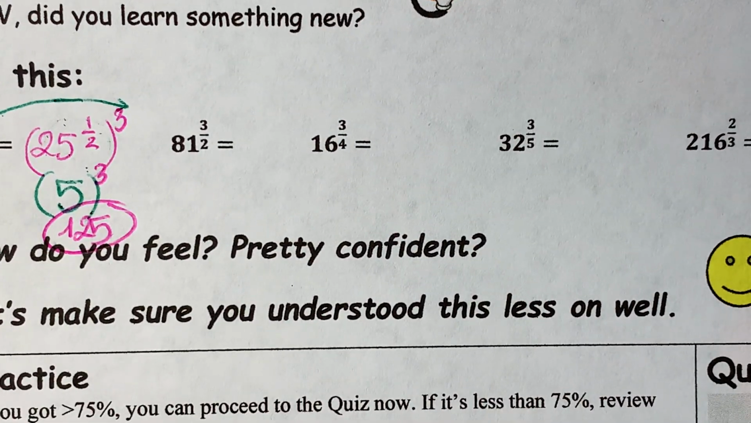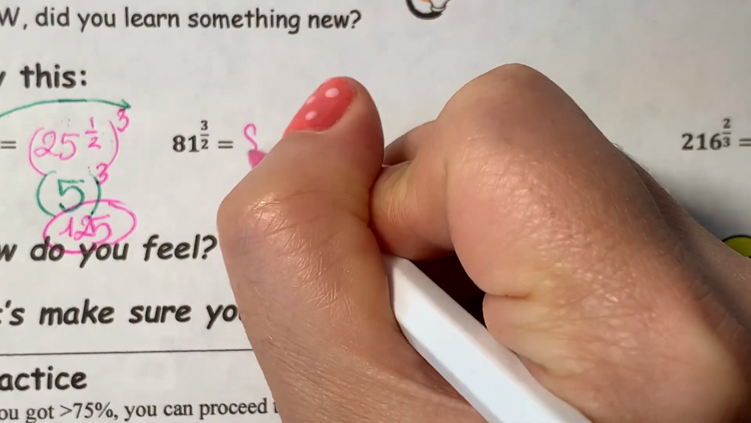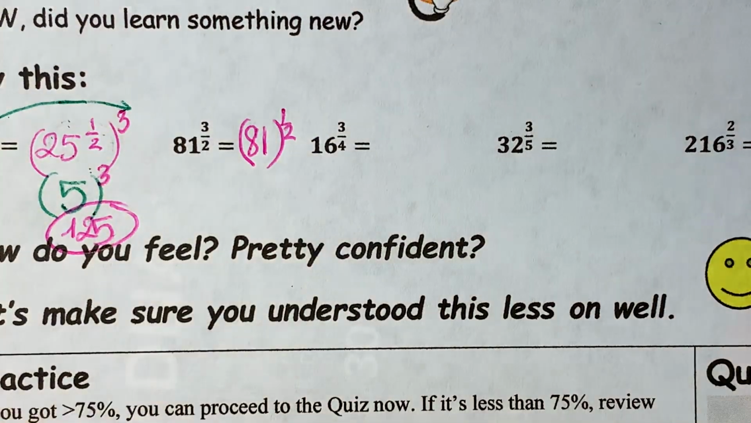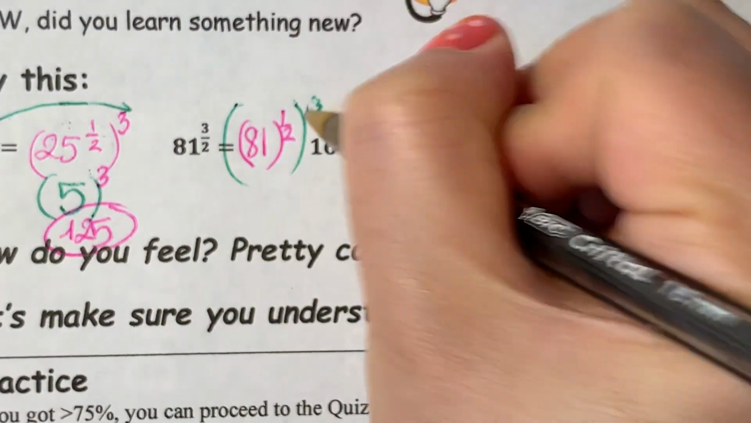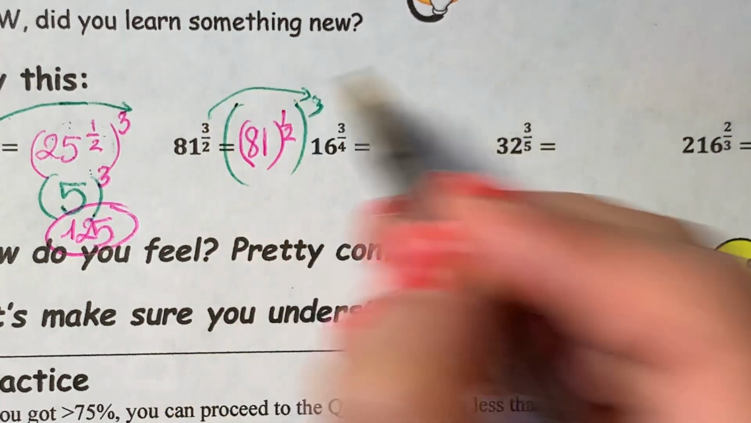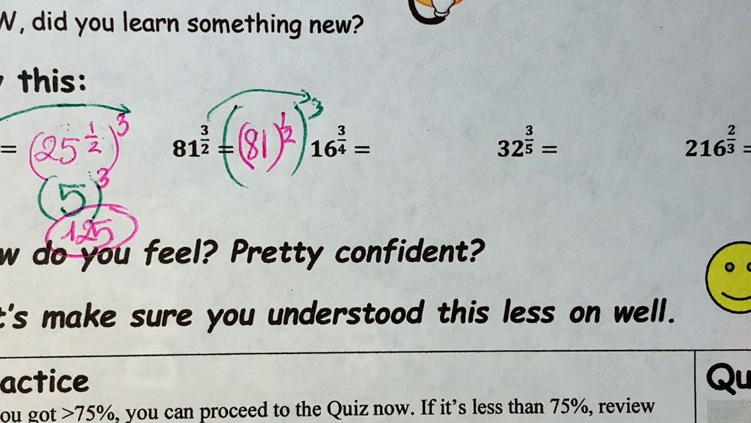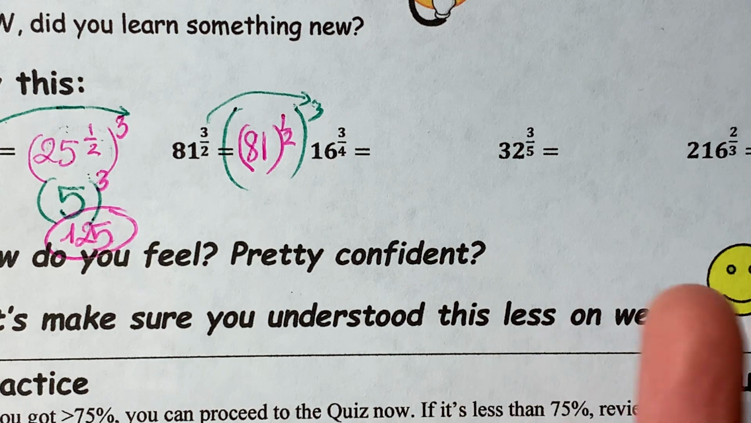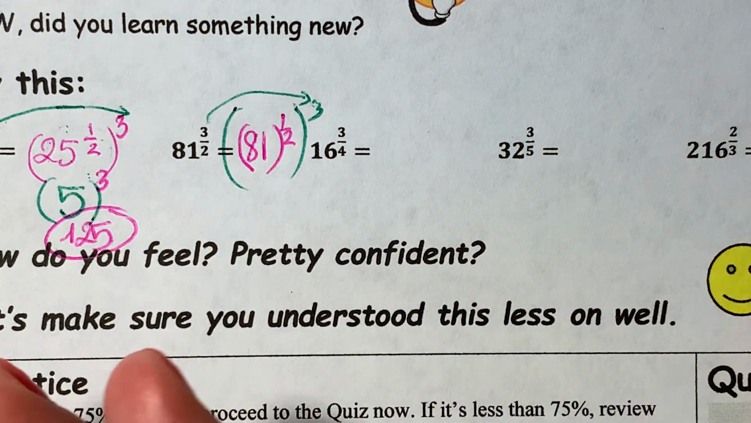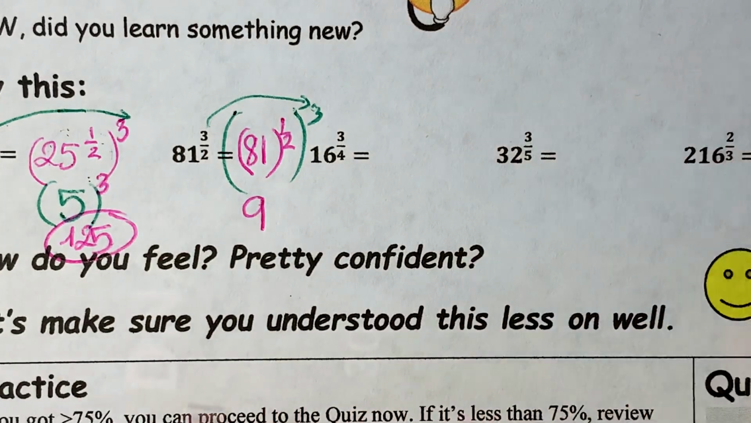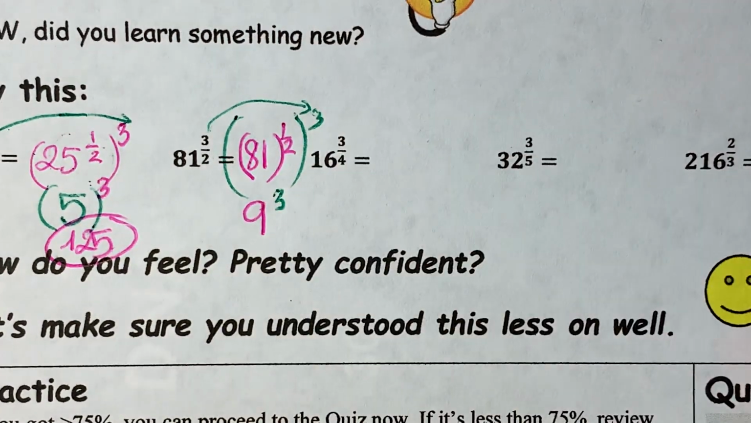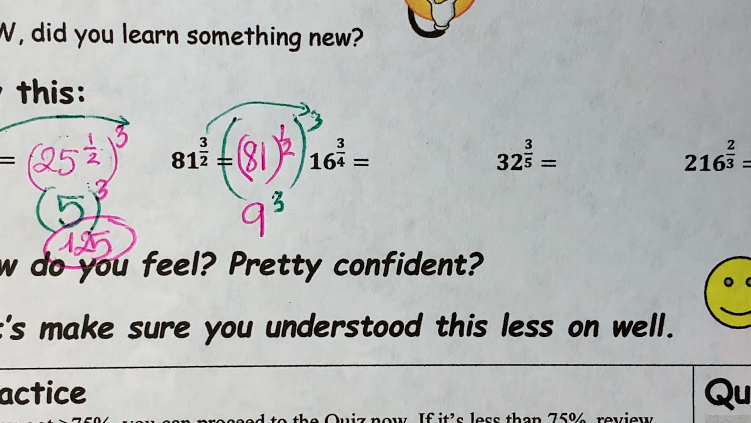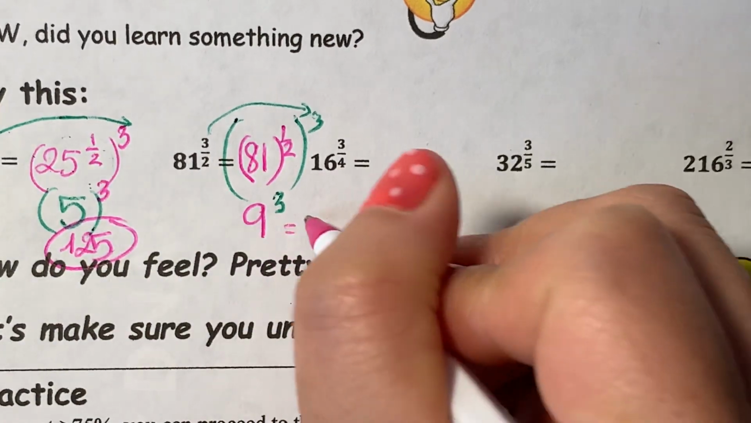81 to the 3/2. This is the same as 81 to the 1/2, everything raised to the top power of 3. 3 is the power outside right there. 81 to the 1/2 is the same as square root of 81. Well, what number multiplied by itself gives you 81? Of course, it's 9. And then you raise to the outside number, 3. 9 to the power of 3 means 9 times 9 times 9. 9 to the power of 3 equals 729.